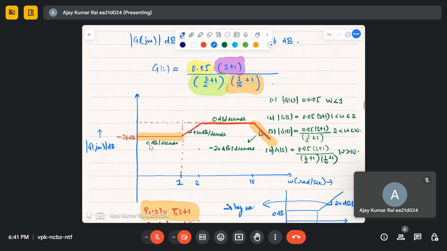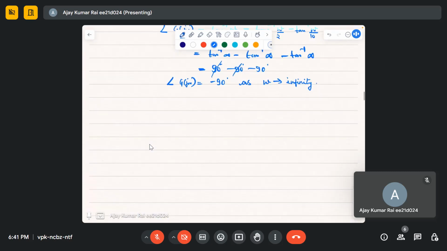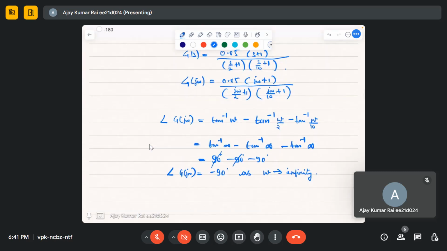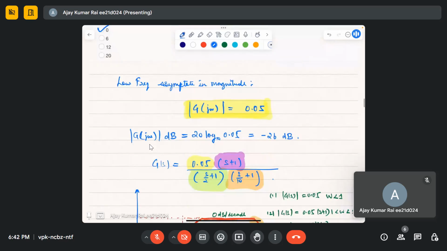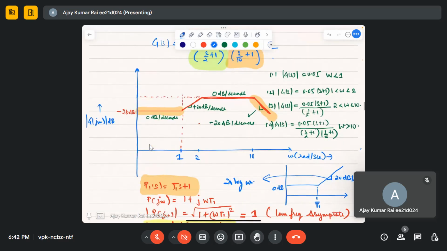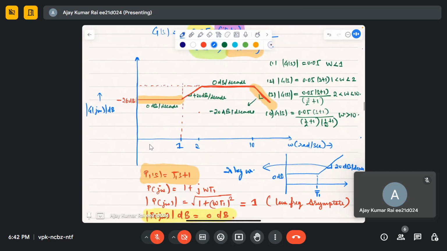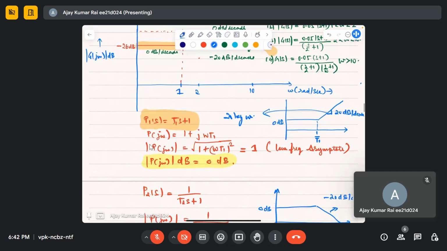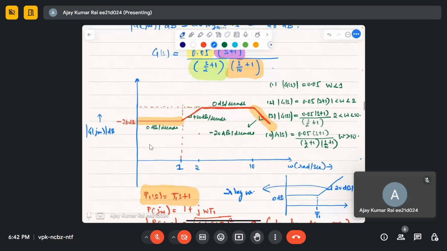So we are also confirming, by drawing the magnitude plot, whatever we have previously found out. And I think the phase plot is not required. So any doubt you have in this magnitude plot?